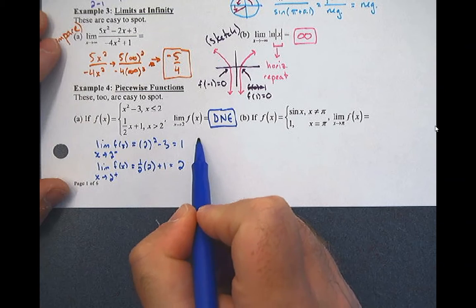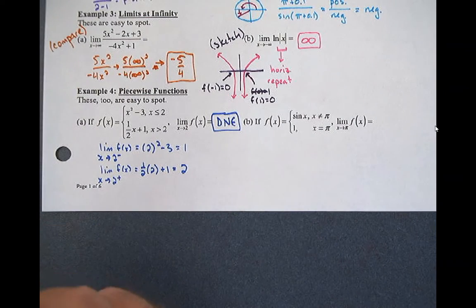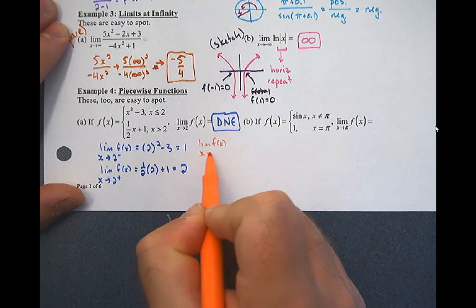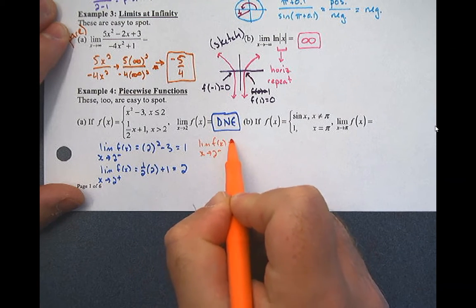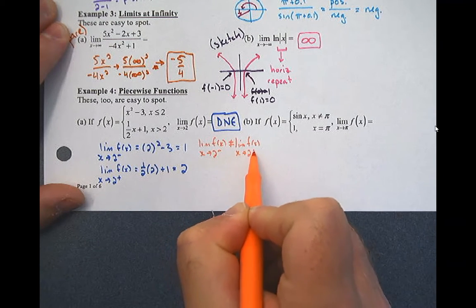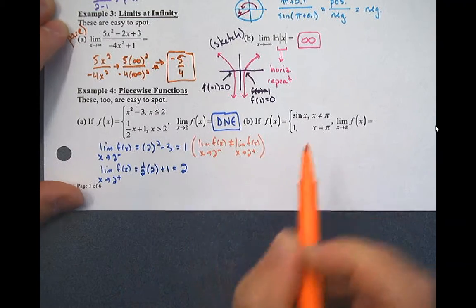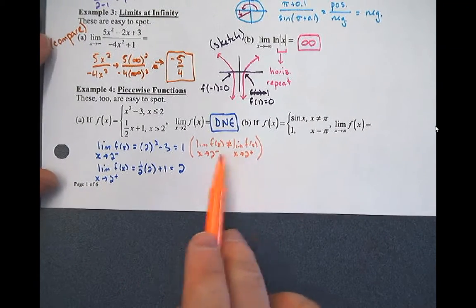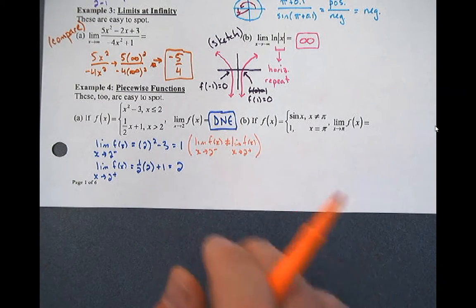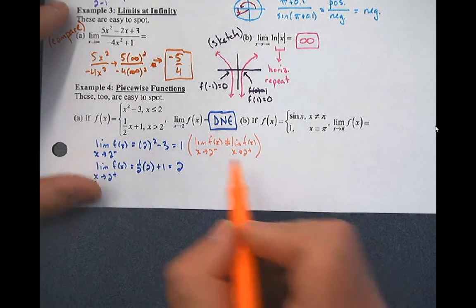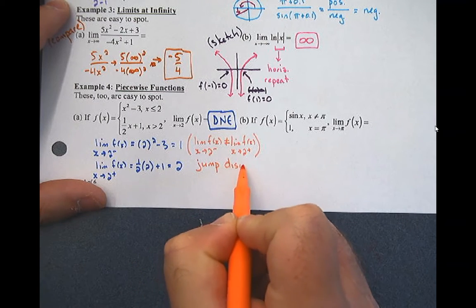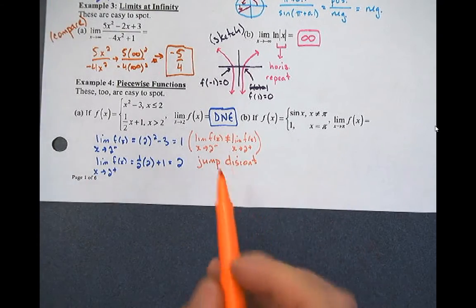Why? Because the limit of f of x as x approaches 2 from the left does not equal the limit of f of x as x approaches 2 from the right. What kind of scenario is this? What does this look like graphically? Pause it if you haven't. Come on, what does this look like graphically? Hopefully you said this is a jump. We would say this is a non-removable jump discontinuity.